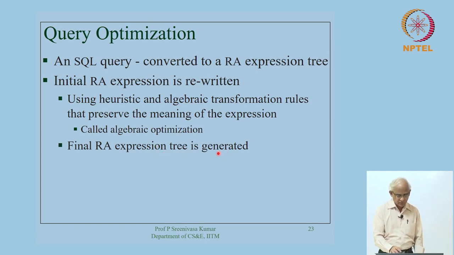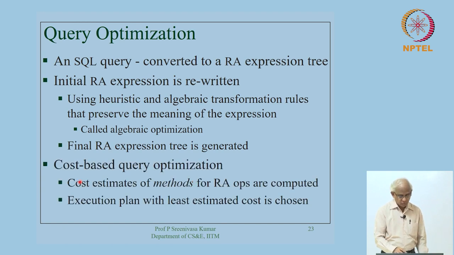Now, once we generate that tree, the final relational algebra expression tree, we will also do one more step which is called the cost based query optimization. Now, for various operators that are there in the relational algebra tree, we have choices of what algorithm to use. If there is a join, what is the appropriate algorithm to use in that particular relational algebra expression. And if there are multiple algorithms that are applicable for that particular operator, then what are the estimates of the costs of those methods.